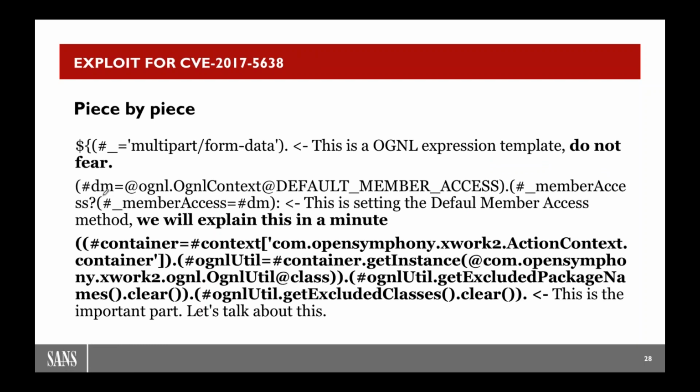I'm setting my DM variable here to this, to OGNL default member access, right? And I want to make sure that my member access is set to DM. Now, even though I'm setting these variables, remember, by default member access is blacklisted, right? So I can't leverage this in any way right now. So the other thing that it sets is, okay, I want to remember that string, and the string was called container, so I can't change that, right?